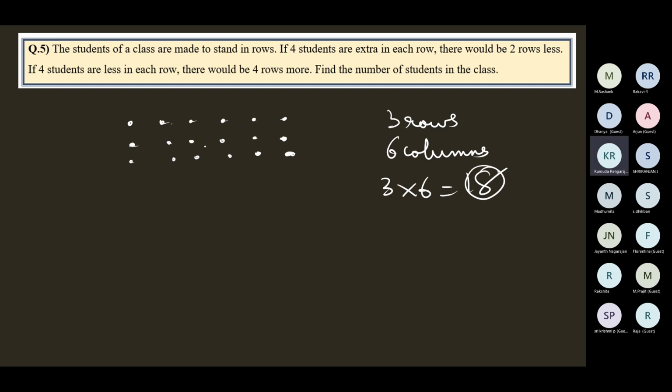Now there is another way of saying columns. 3 rows is 3 rows. But there's another way of saying columns. How can you say columns? Columns is the number of, now for example, in this case, number of students in each row. How many students are there in each row? 1, 2, 3, 4, 5, 6. There are 6 students in each row. And that's the number of columns, right?